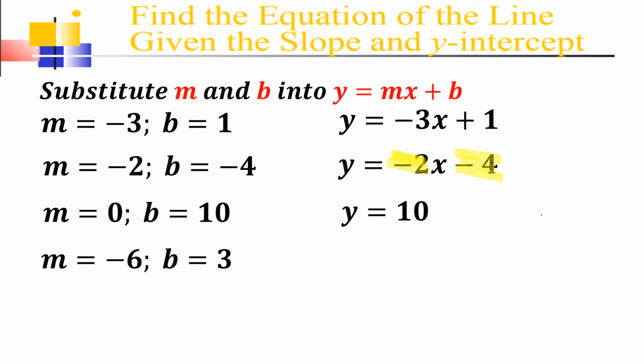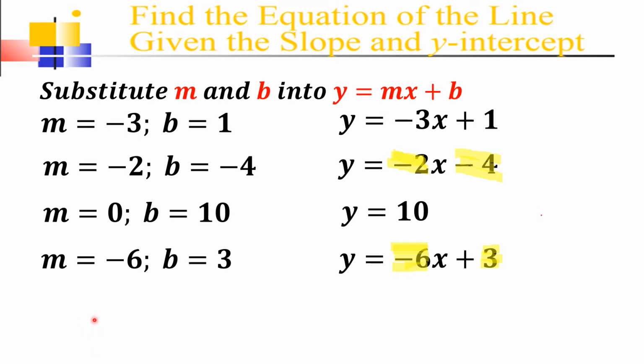Okay, let's have another one where m is equal to -6 and b is equal to 3. So all you have to do is you just substitute the given value for m and b. So meaning to say our equation of the line will be y is equal to -6x plus 3. So if you want to check, here it is. The -6, that is your m. And of course, your y-intercept or your b, which is +3. That's why we have a plus sign.